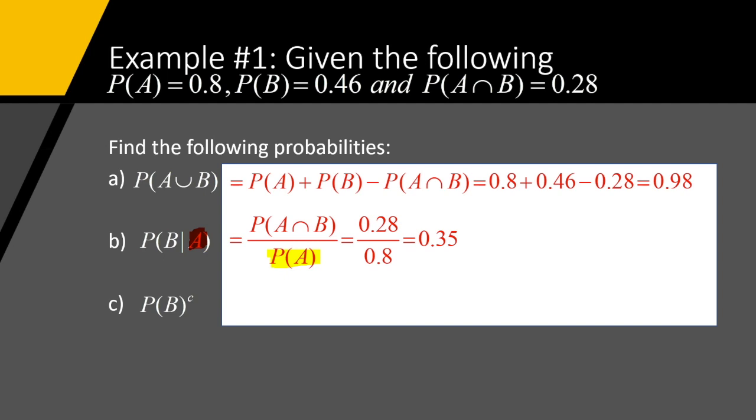And then lastly, in part C, we're asked for the complement of B. So that means not B. So I just take 1 minus the probability of B to get the probability of not B, which would be 0.54.